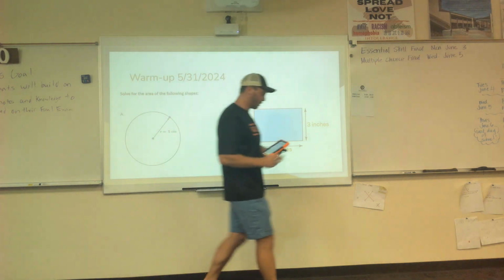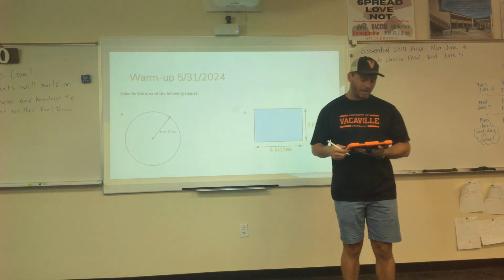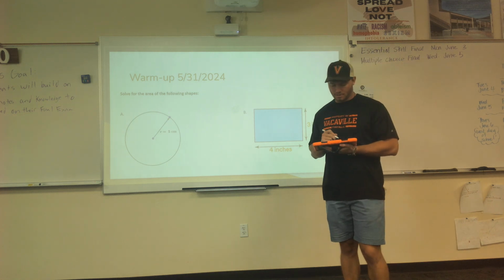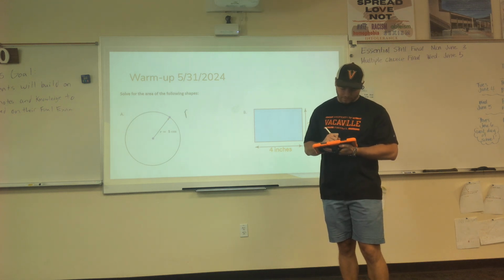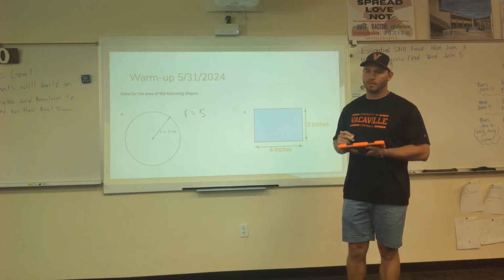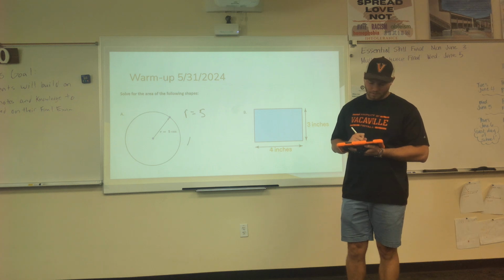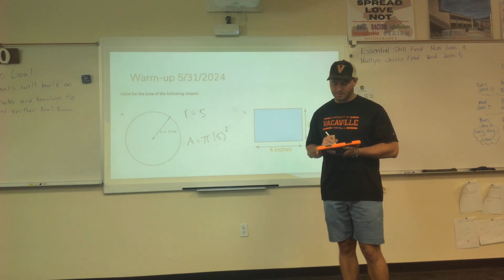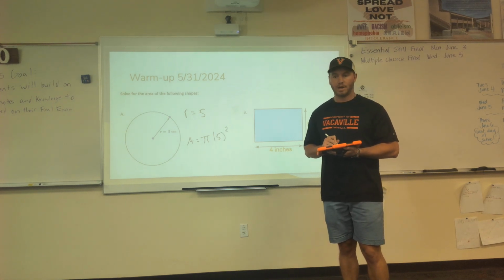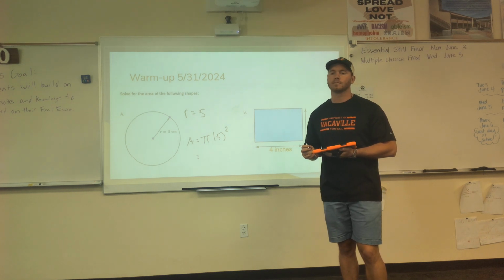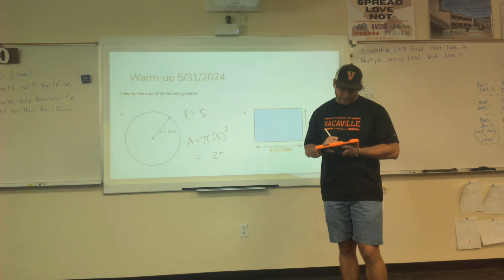All right, so let's go ahead and let's go over the warm-up, starting with A. Number A, do I have any volunteers? The radius is 5, so we know what the radius is. And how do we use that information? Area equals pi times the radius squared, so 5 pi times 5 squared. And then when we type that in, what do we get? 25. 25 times pi, so it'll just stay as 25.